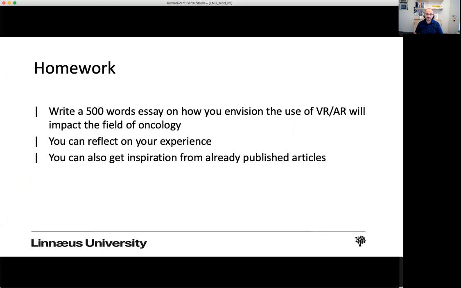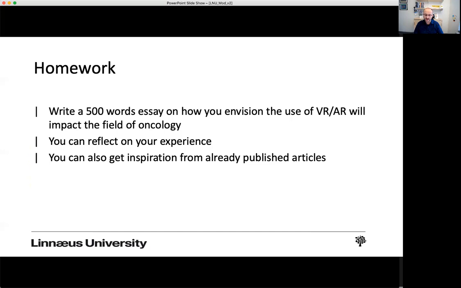If you follow this lecture, you would probably now get some inspiration on how this could relate to your experience so far. Perhaps a homework for you, if you want to test yourself, is to write a 500-word essay on how you envision the use of this technology will impact the field of oncology. Of course, you can start by reflecting on your experience.